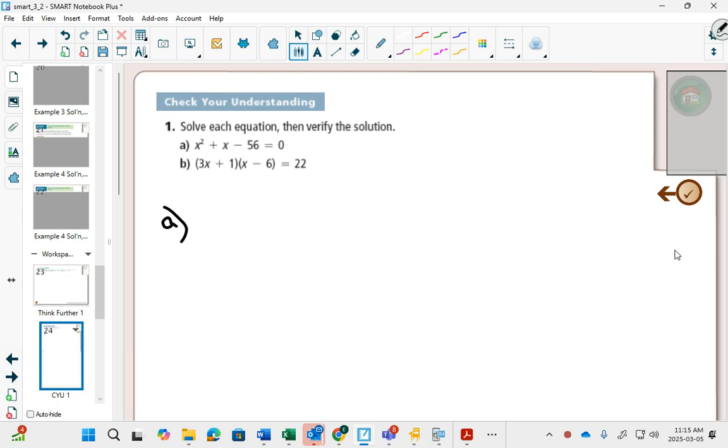So part A, it's equal to 0, but we're adding and subtracting. Could you possibly factor this? The first one's an x squared. That's super easy. Your only choice is x and x for your first ones. The last one is negative 56. So let's think about 56. Are there any two numbers that multiply to 56 and, if you add or subtract, you get 1? You've got to know your times tables. 7 and 8. Now, if I put 7 and 8, I need a plus 1.